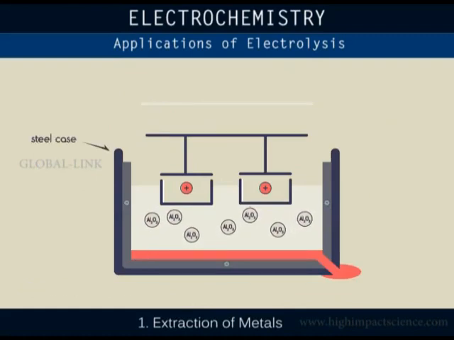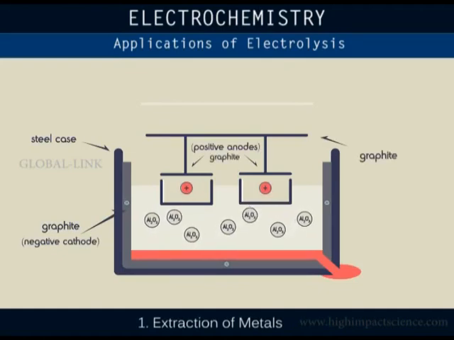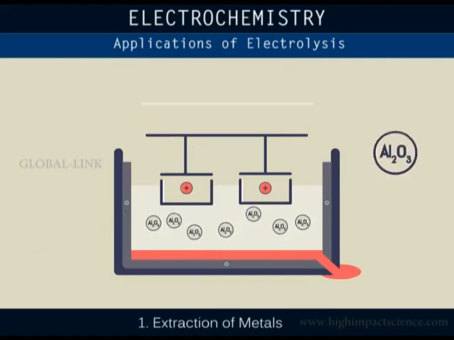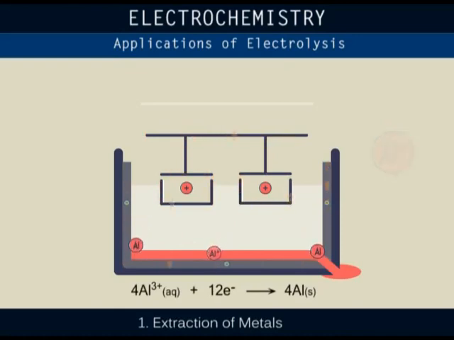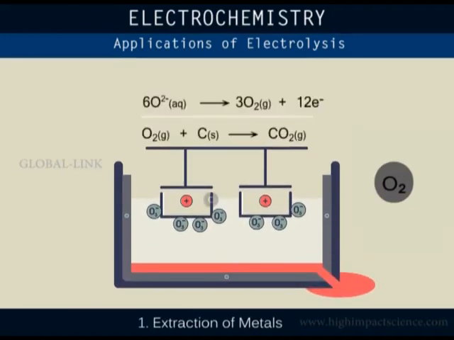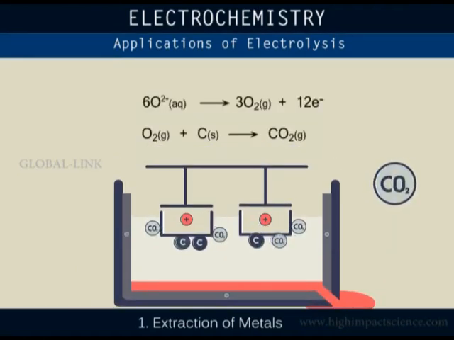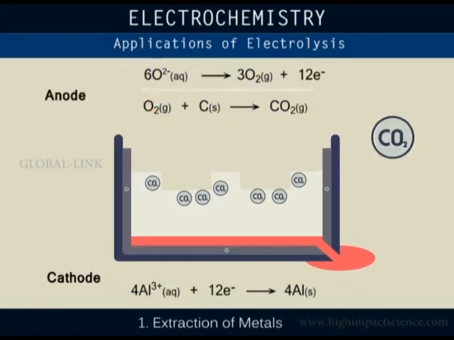The steel case is coated with graphite, providing the negative cathode. The positive anodes are immersed into the molten aluminium oxide and are also made of graphite. When electricity flows, the aluminium from aluminium oxide forms at the cathode and moves to the bottom of the tank where it's tapped off as pure liquid metal. Oxygen from aluminium oxide moves to the positive anode. It reacts with graphite, which is a form of carbon, to form carbon 4 oxide. The anode thus burns away and needs regular replacement.